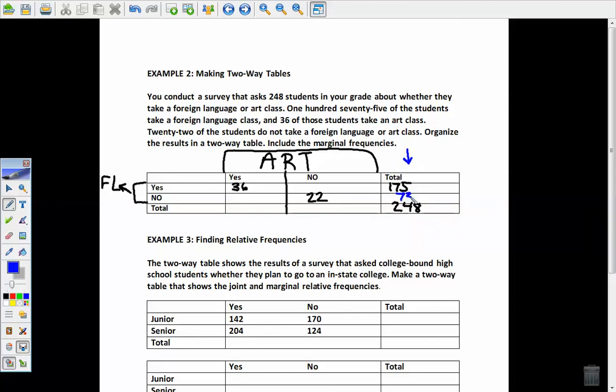73. Okay. So this right here means 73 people did not take what? Foreign language. 73 people are not taking foreign language. Okay, so once 73 is identified, what could I do next? Say that one more time, Anna. Subtract 22. Okay. 73 minus the 22 in this row. What is that?